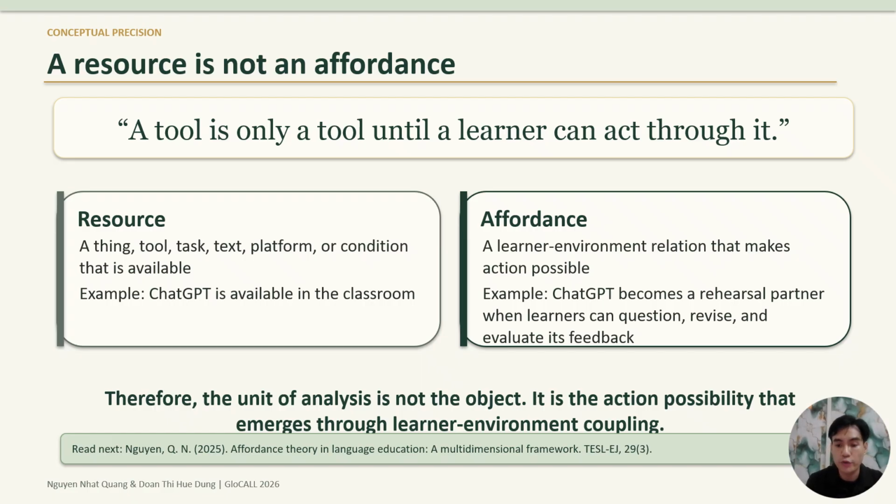The same is true for feedback. A comment such as "improve cohesion" may be accurate, but it is not yet actionable. It becomes an affordance only when the learner can see what to do next. A tool is only a tool until the learners can act through it.